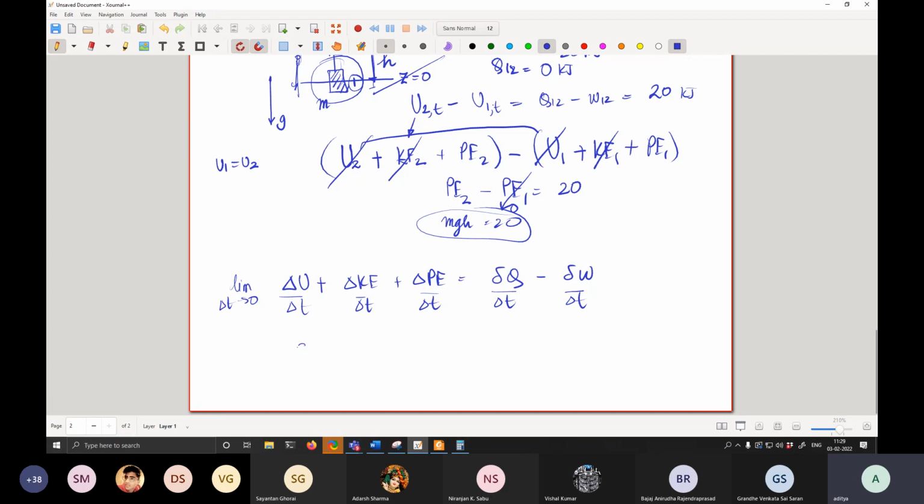So you have essentially dU/dt plus d(kinetic energy)/dt plus d(potential energy)/dt is equal to Q dot, where Q dot is dQ/dt. But because it's not a perfect differential, we represent it as Q dot, which is the rate of heat transfer. This is simply the rate of heat transfer, nothing else. And dW/dt will be W dot, that is the rate of work done. So what is the rate of work done, commonly known as? Power.